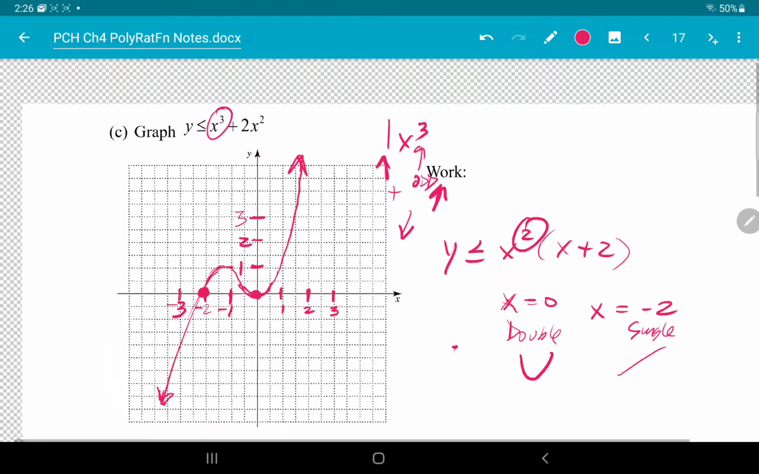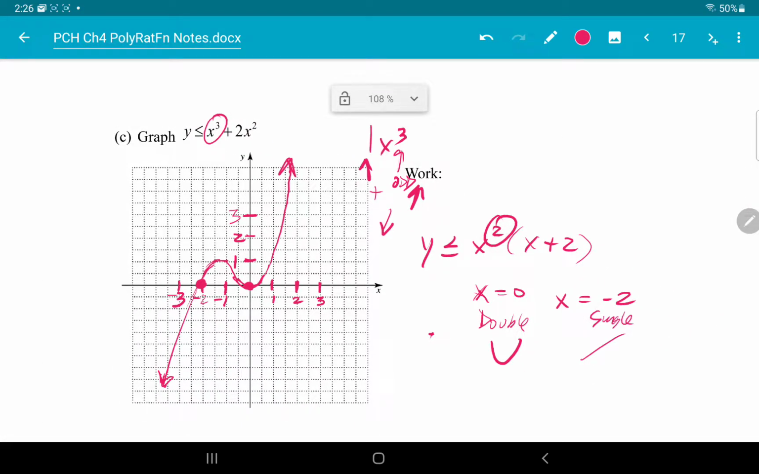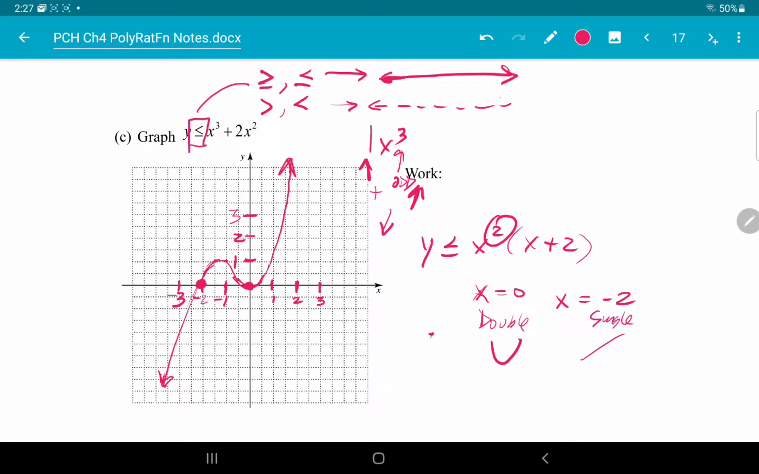Now notice how I am drawing my graph as a solid line. One thing to remember from your Algebra 1 class is when you look at this inequality, remember when you see less than or equal to, or even greater than or equal to, any one of those, you are graphing with a solid line. But if you have greater than or less than, then you are graphing with a dotted line. This is only for two variable equations. Okay, so because we have equal to, I'm going to give it a solid line here.